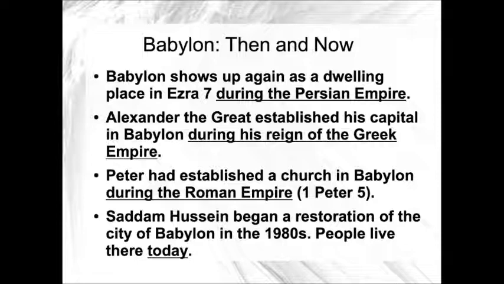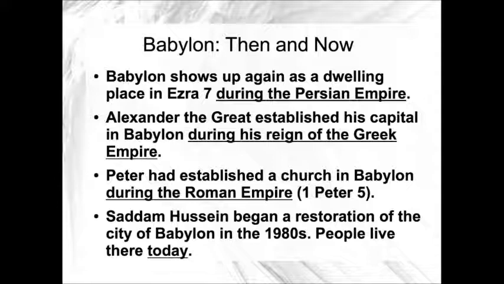And then Alexander the Great established his capital in Babylon during his reign of the Greek Empire. That would have been about 200 years after Daniel chapter 5. Alexander the Great ruled from Babylon. That's where he made his capital. And we know he didn't live very long, but he lived there. That was his capital of the Greek Empire. And so Babylon's still around 200 years later at least.